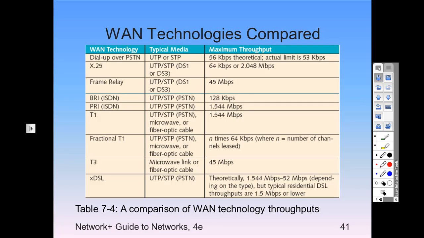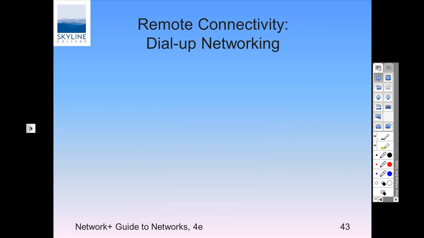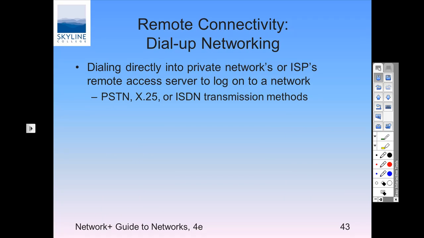This is kind of an interesting chart. What the technology is, the typical media, and then what the maximum throughput is, not what you would necessarily expect to get. Because when we talked about the wireless, the maximum throughput was 54 megabits per second. Well, can you expect to get about half of that? Just because of the way that wireless works.